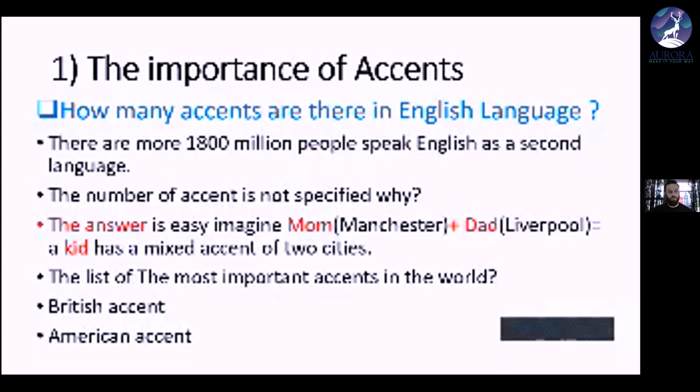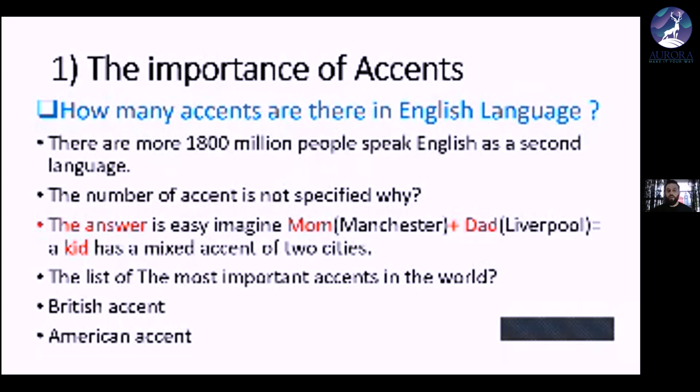Number 1, there are more than 1,800 million people who speak English as a second language. You are from them, from United Arab Emirates, from Saudi Arabia, from Egypt, Lebanon, Sweden, Turkey, Syria, wherever you are. So you can speak English as a second language. You are among this number, which is 1,800 million people who speak English like you as a second language.